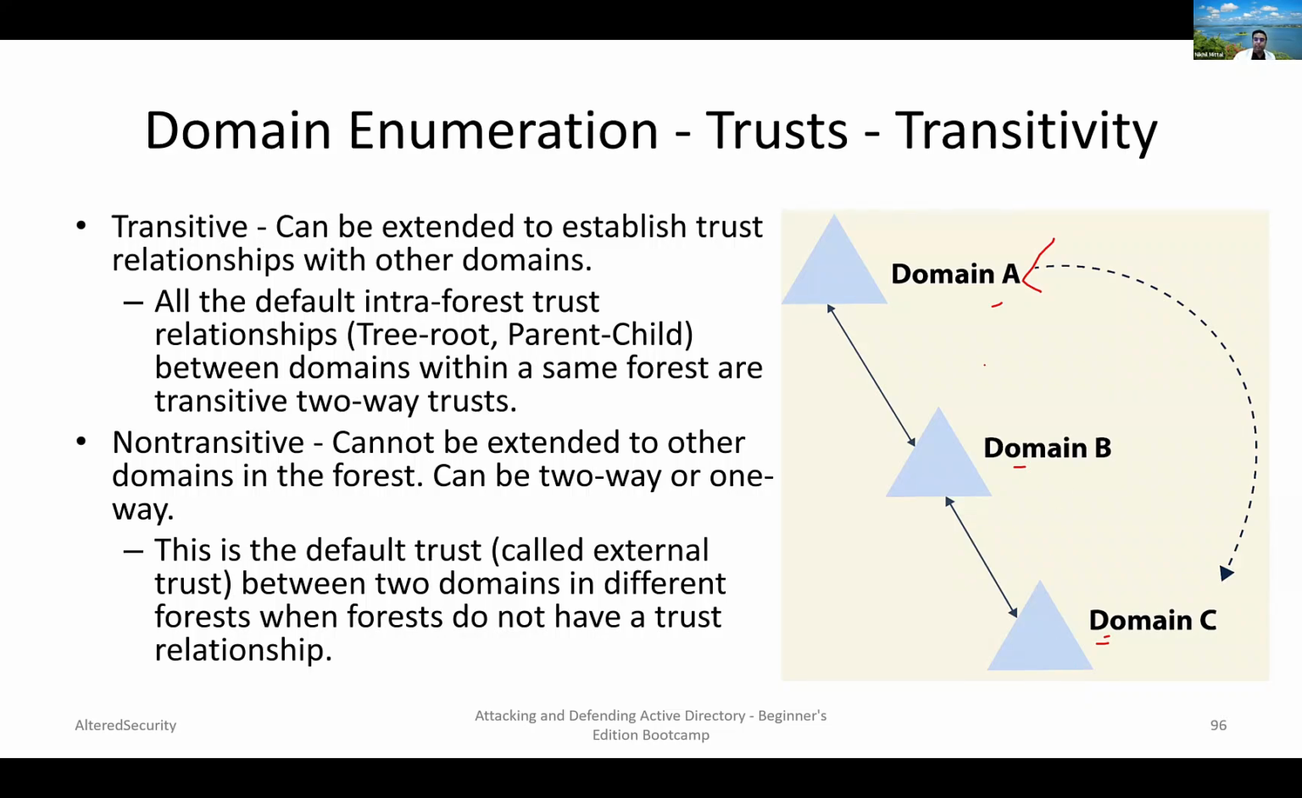As an attacker, this means that if domain C is compromised, you can go from domain C to domain B, and then domain B to domain A. That is what transitivity means. All the default trusts, all the intra-forest trusts, like tree root, parent-child, that is the trust between domains in a forest, are always two-way, that is bidirectional transitive trusts. What are non-transitive trusts? The trusts that are explicitly established, external trusts.